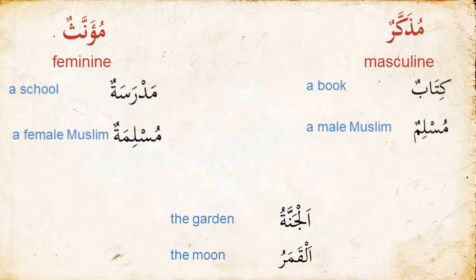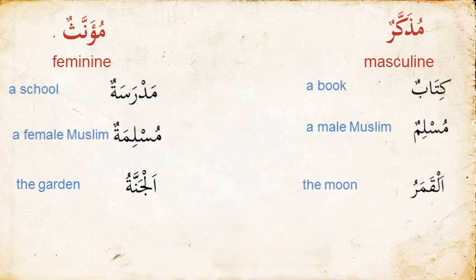Then we come to the word al-jannatu. The word al-jannatu has a ta marbuta at the end, therefore the word al-jannah is going to be a feminine, mu'annath word. And finally the word al-qamaru has no ta marbuta, therefore it is going to be a mudhakkar, or masculine, word. So today's lesson is very simple. If a word ends with ta marbuta, we're going to say it's mu'annathun. And if a word doesn't end with ta marbuta, we're going to say it's mudhakkarun. So when it comes to Arabic, every single ism is either mudhakkar, masculine, or mu'annath, feminine.